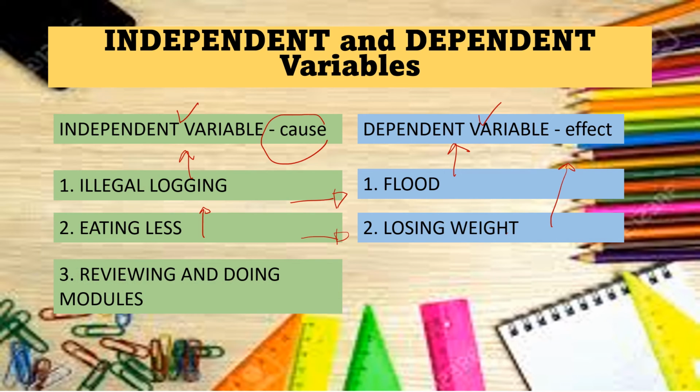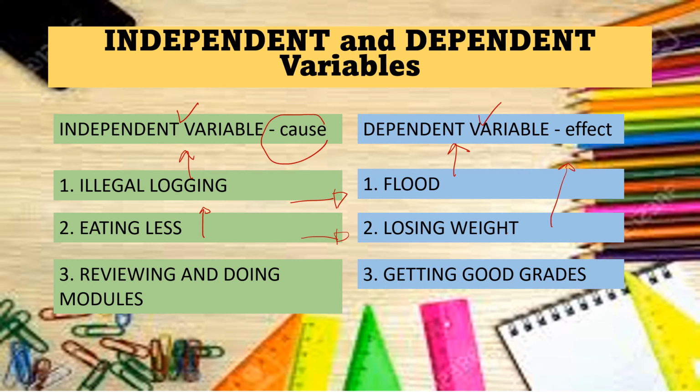And the last example is reviewing and doing modules and getting good grades. Of course, kung ginagawa mo ang pagre-review at paggawa ng module, that is your action, that is the possible cause kung bakit ka nagkaroon ng maayos na grade. So, if you will review and do your modules and submit your modules, then the effect will be, you will be able to get your good grades. So, again, ang cause mo is the reviewing and doing modules, that is the independent. And then, naging epekto nito is getting good grades, then that is your dependent.